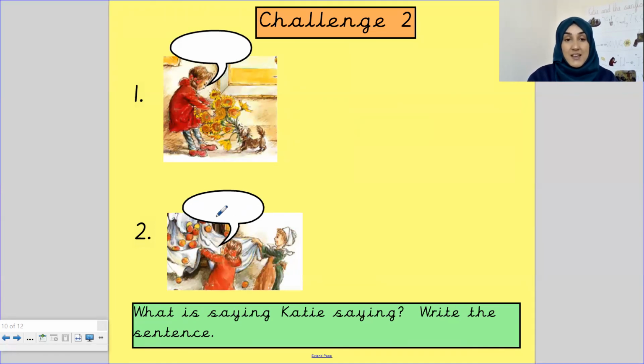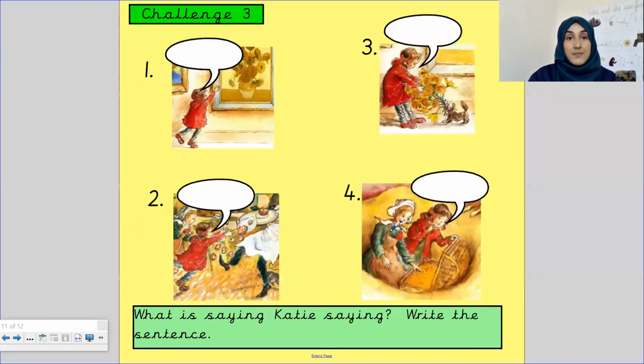And in this picture here, what do you think Katie, because you can see the speech bubble starts from next to Katie's mouth. It is not next to, I can't remember if that was Mimi or not. I think that was Mimi. So it's not next to Mimi's mouth, it's next to Katie's mouth. So what is Katie saying in this picture? Could she be saying, oh, pull harder? You to decide. Okie dokie. And then challenge 3. You have 4 pictures, and again, you need to think of what Katie could be saying in each picture.